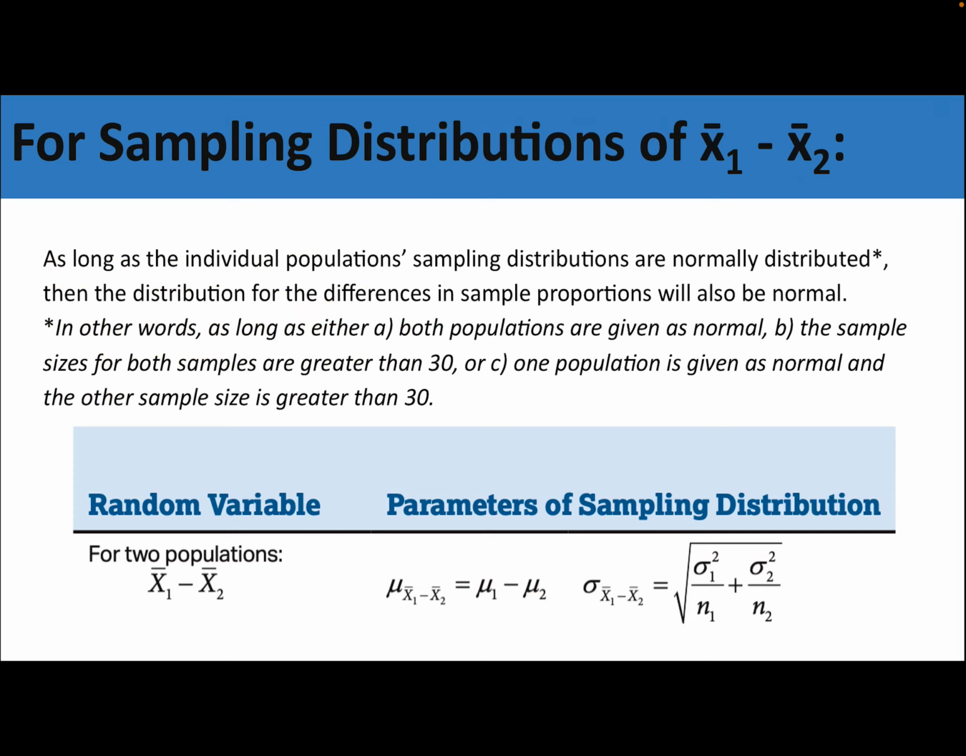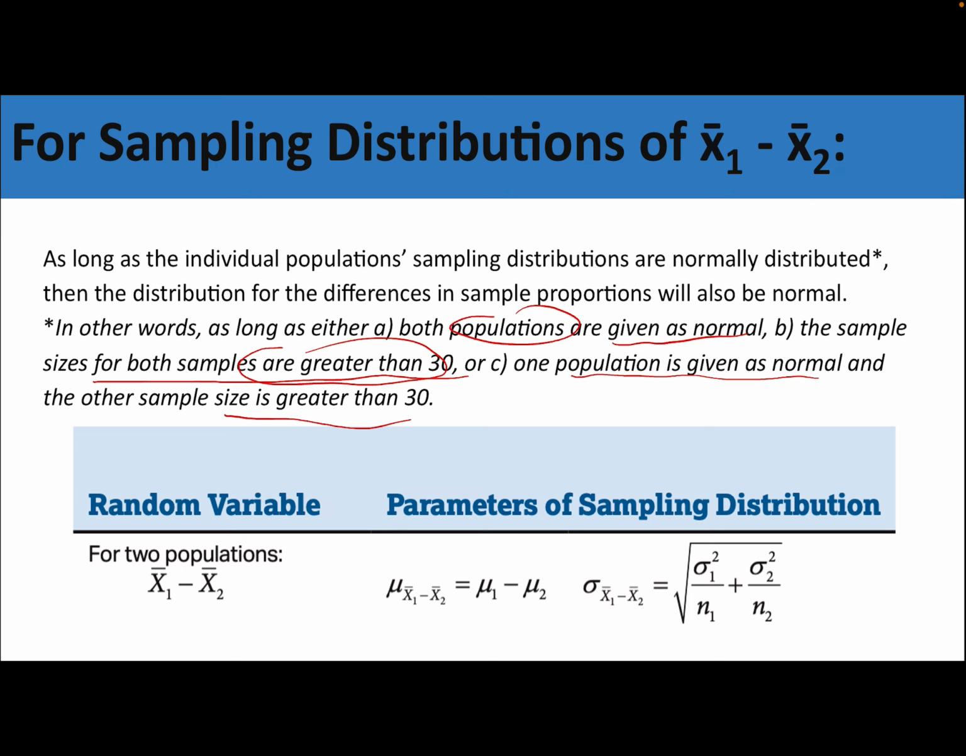So just like with proportions, basically our rule for shape is as long as the individual sampling distributions are normal, then the population of differences should also be normal. So in other words, as long as either both populations are given as normal, or the sample sizes for both samples are greater than 30, or one population is given as normal and the other sample size is greater than 30. So you can kind of mix and match. But remember, there were 2 ways of testing whether a sampling distribution of means is roughly normal, and that is either the population is given as normal or the sample size is greater than 30.